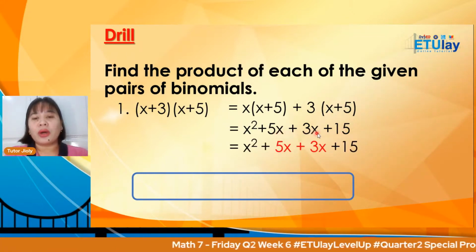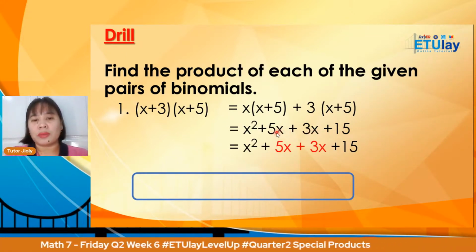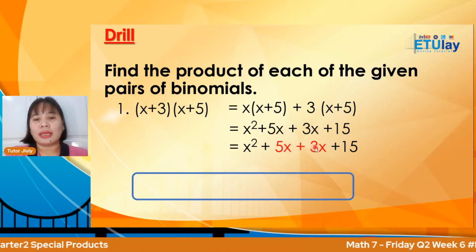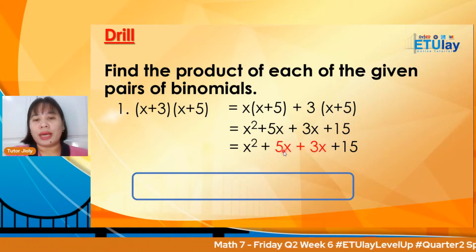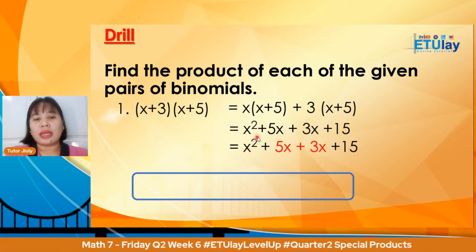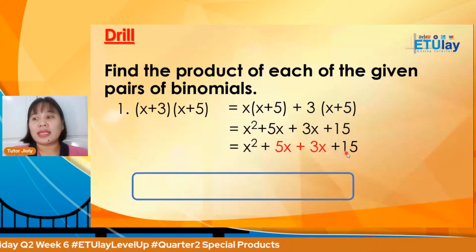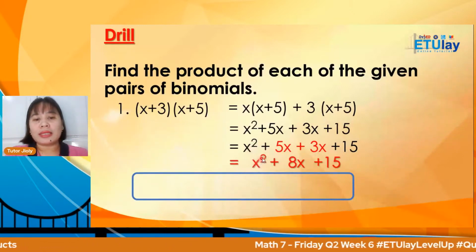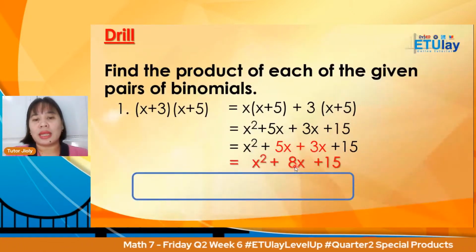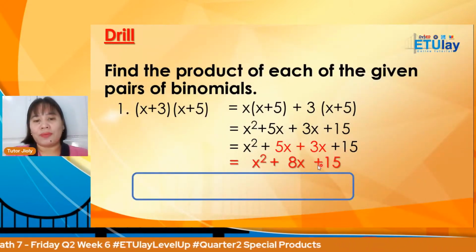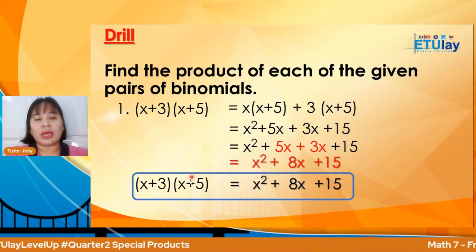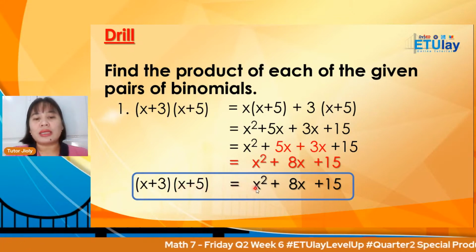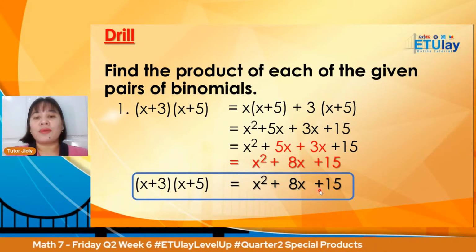Then after that, we're going to combine like terms or same terms. So kung nakikita nyo, naka-highlight ng red po yung same terms. So we have 5x and 3x. Ang gagawin po natin, i-add lang po natin silang dalawa. So we have x raised to 2 plus 5x plus 3x plus 15. Ito po yung same term. So we're going to add, so copy natin, x raised to 2 plus 5x plus 3x, that is 8x. Then copy na lang natin si 15. So this will be the answer. Okay, so the answer for quantity x plus 3 multiplied to quantity x plus 5, that is x raised to 2 plus 8x plus 15.